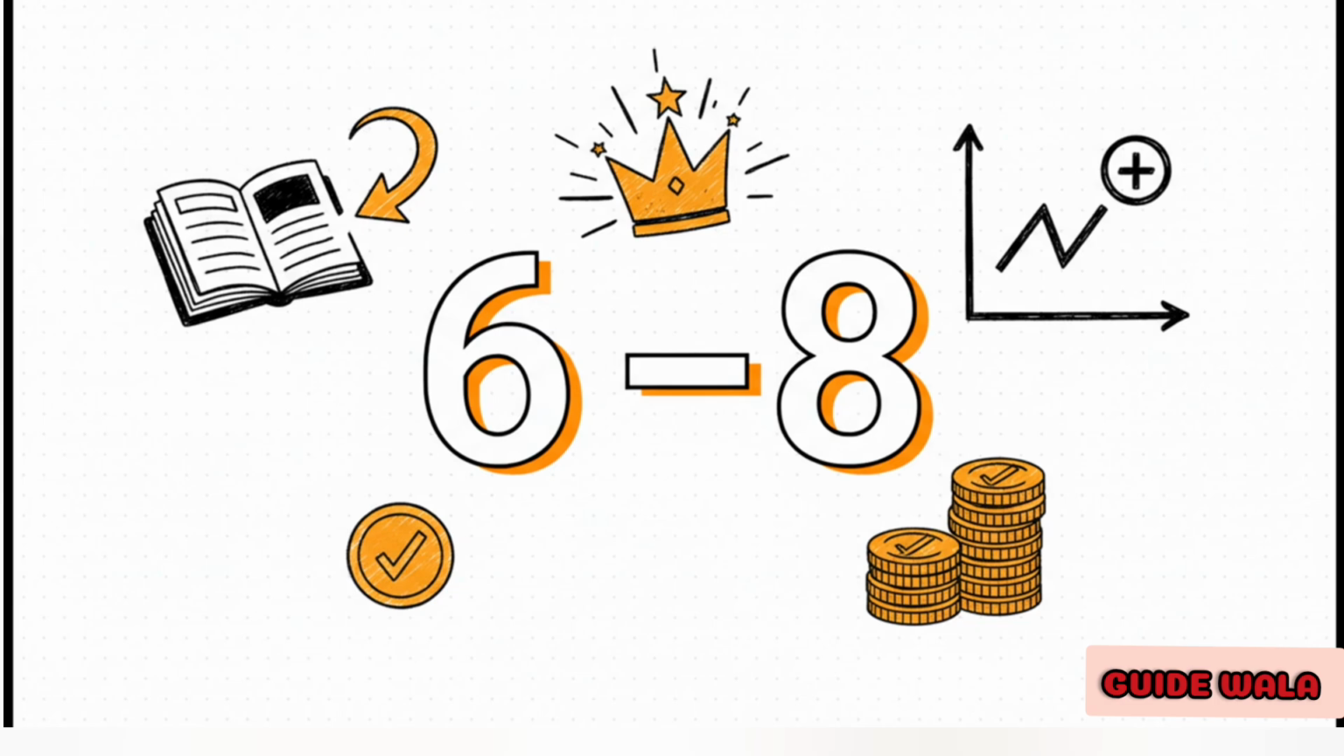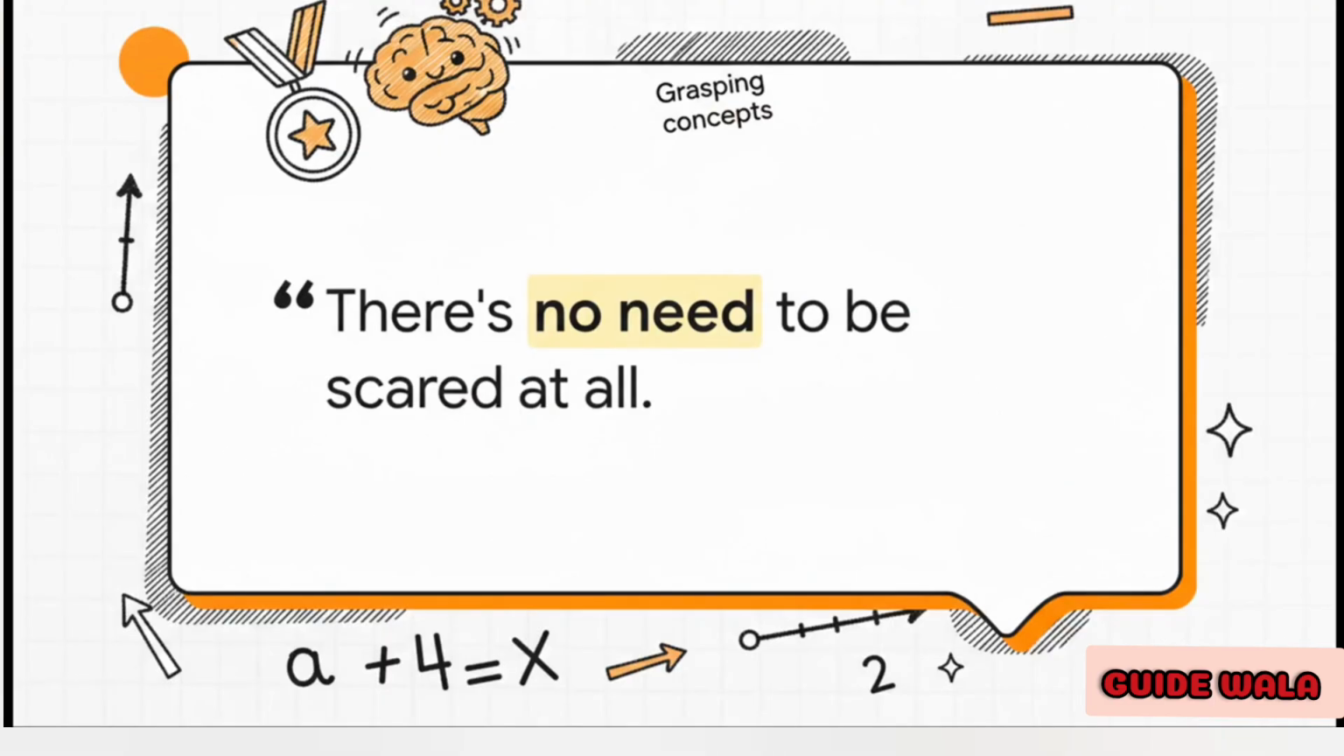Well, it's pretty simple. Getting this one chapter right can lock in a solid 6 to 8 marks for you in your board exams. It's a fantastic place to start building up a really great score. And honestly, there's absolutely no need to be scared at all. This is one of the easier chapters, trust me. If you just get a handle on the concepts we're about to cover, scoring full marks here is totally achievable.